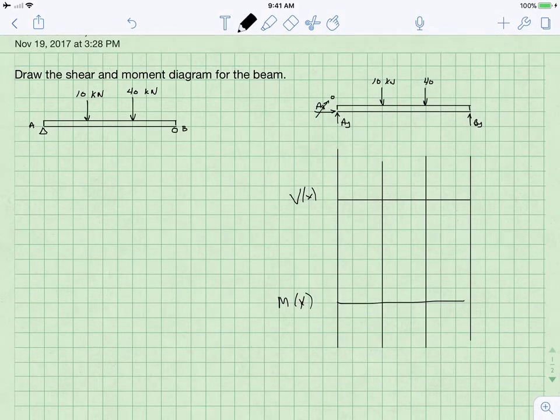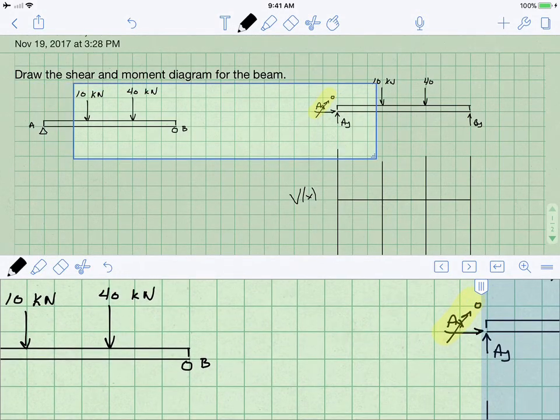So I've already drawn a free body diagram over here on the right. The pin at A has the potential to cause a support force in the y direction and a support force in the x direction. There are no horizontal forces, and so therefore we can see that AX is 0. So we are left with basically finding the support at A and the support at B.